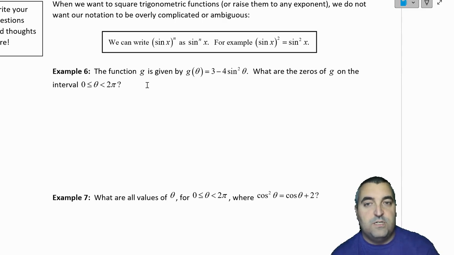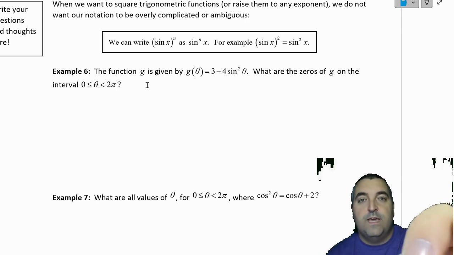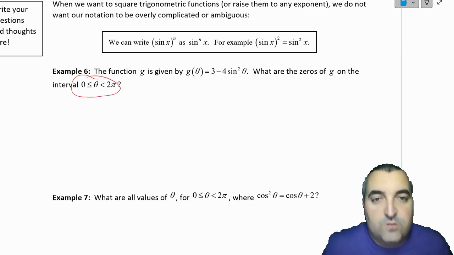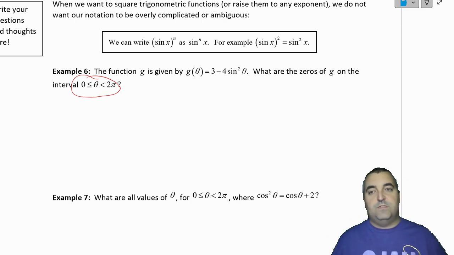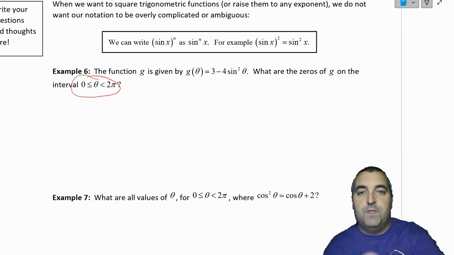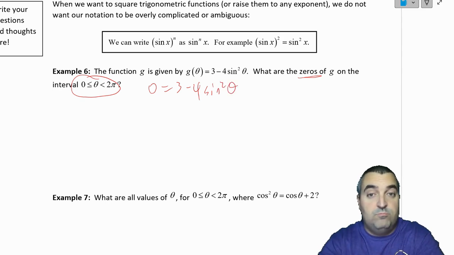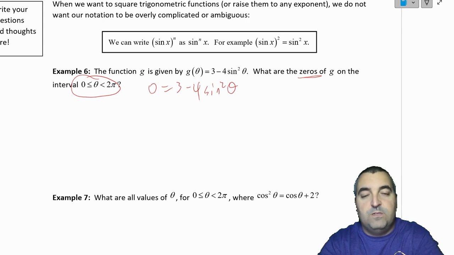So here, function g is given by g of theta equals 3 minus 4 sine squared theta. We're looking for the zeros, and they are restricting us to just the first rotation of a circle. We don't want all the answers, we just want 0 to 2 pi, so no general solutions here. So zeros mean set the whole thing equal to 0 and solve. And this is what I was talking about, where this is all very algebraic. When we start doing this, you'll see we're going to do what you would expect to do in an algebra class. It's just then we end up with a sine at the end.